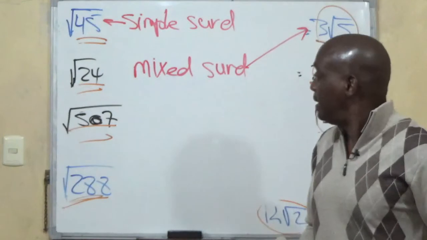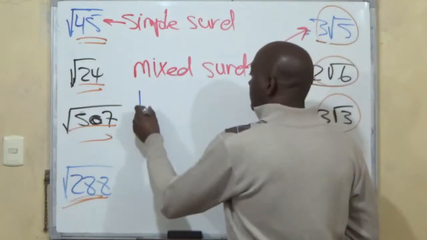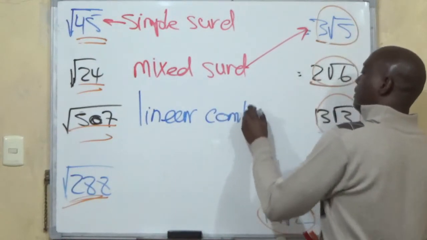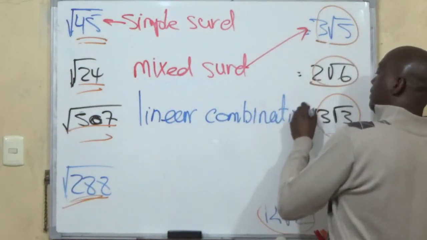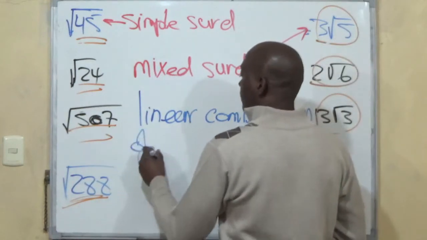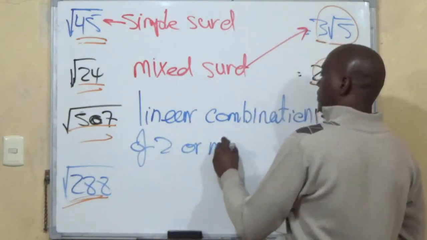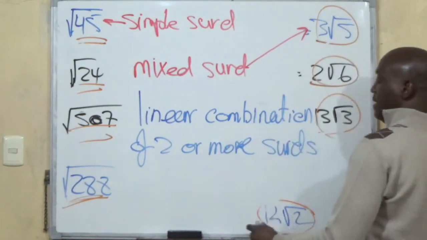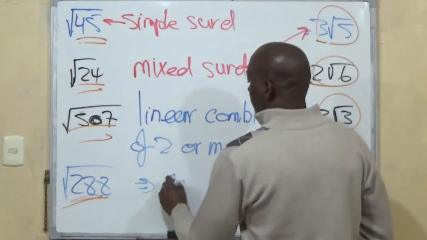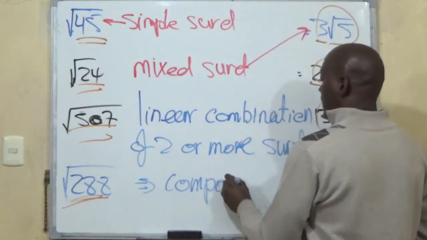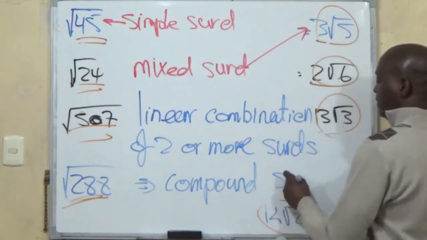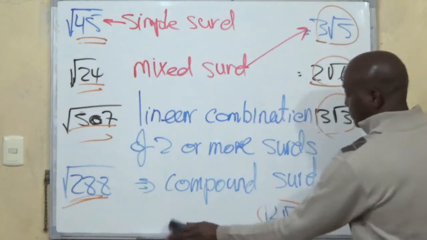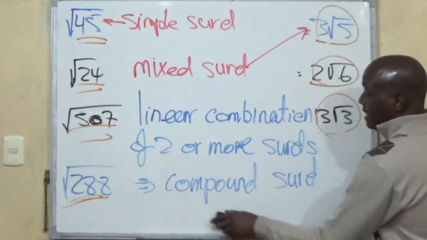Let me write it on the board. We can say that a linear combination of two or more surds is what we refer to as a compound surd, right? A compound surd. So you have three main types of surds that you need to be able to recognize.